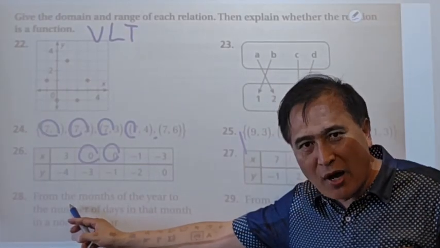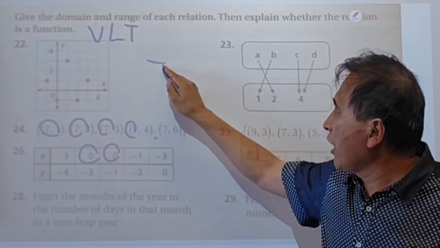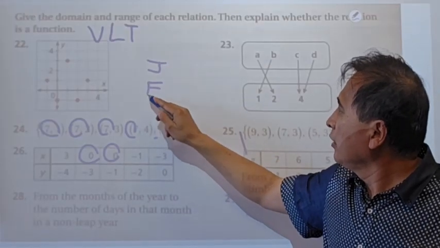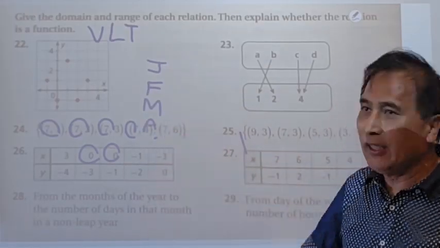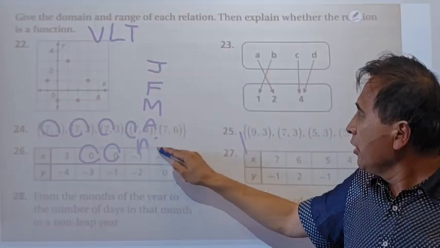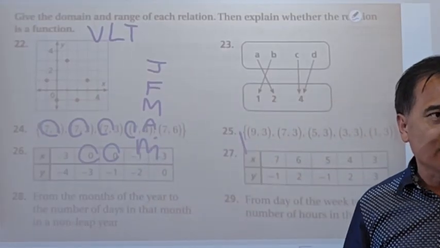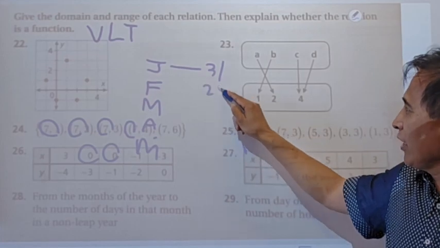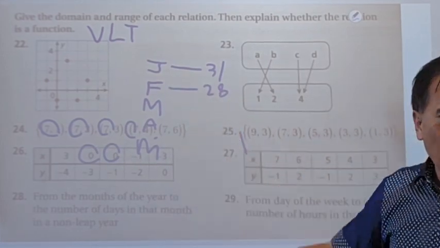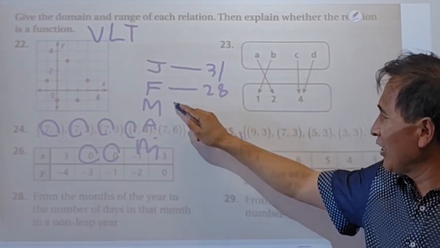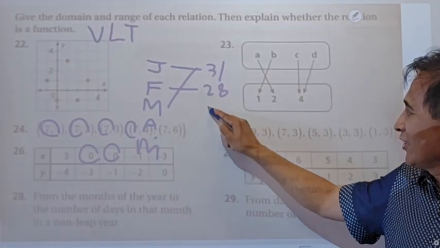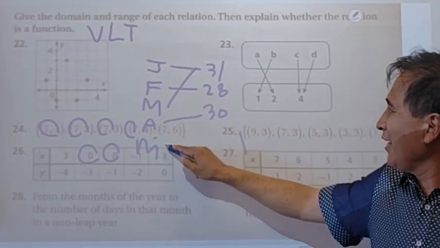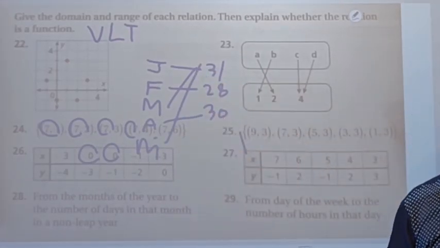So the domain is month. Months: January, February, March, April, like that, right? May. So January, how many days? 31 days. February, how many days? 28 days. Right? March. Yeah, I forgot. 31 days. April, 30 days. May, 31 days. Is this a function or not?